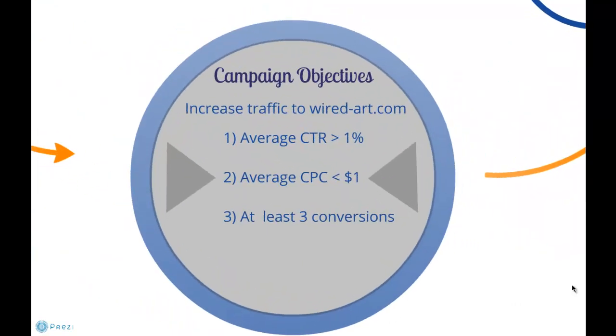Our primary objective in the campaign was to increase traffic to wired-art.com and effectively increase brand awareness among our target audience while encouraging sales. To accomplish this, we determined that we needed to achieve an average click-through rate greater than 1%, an average cost per click less than $1, and a minimum of 3 conversions or sales. With this in mind, I'll pass it over to Gallo to explain the steps we took to achieve our goals.